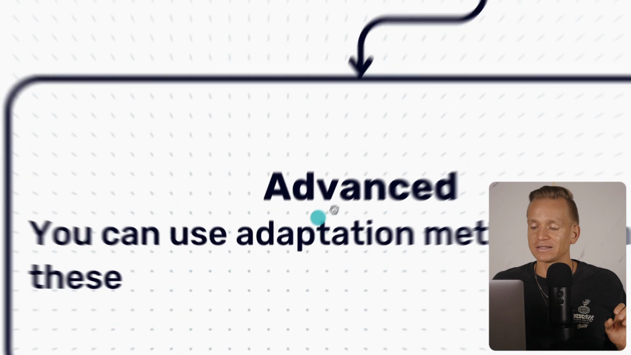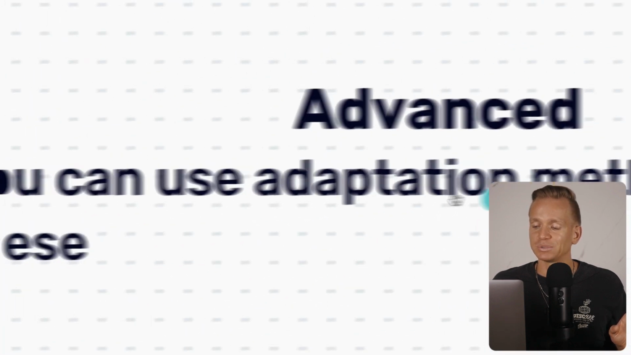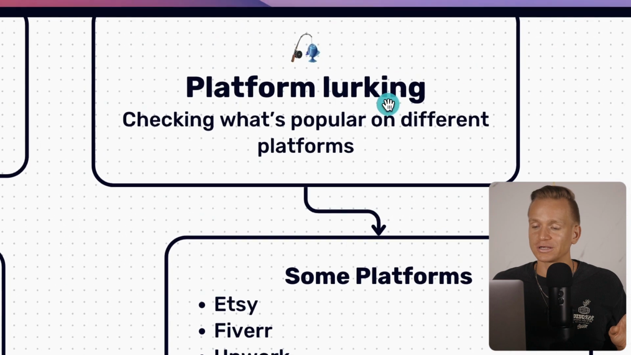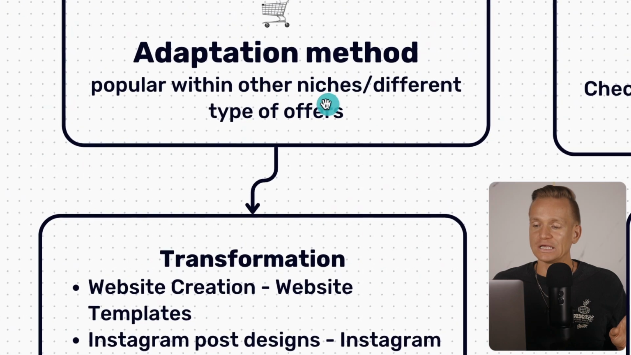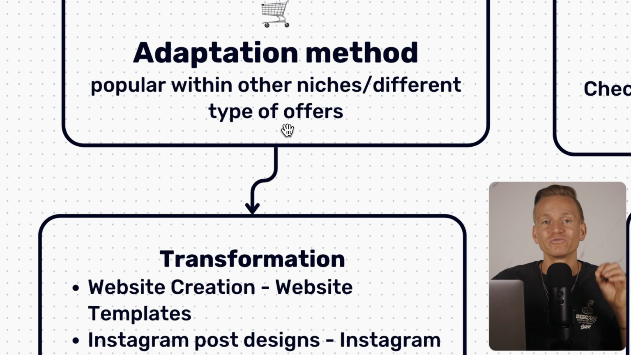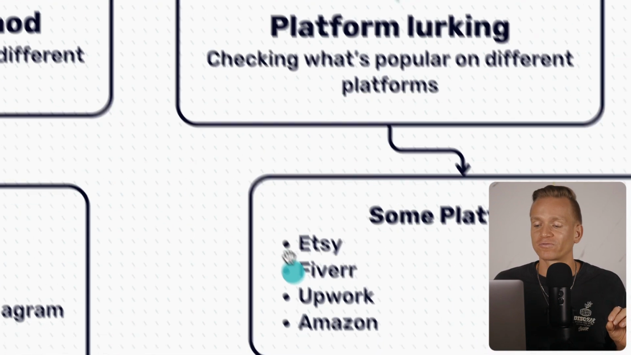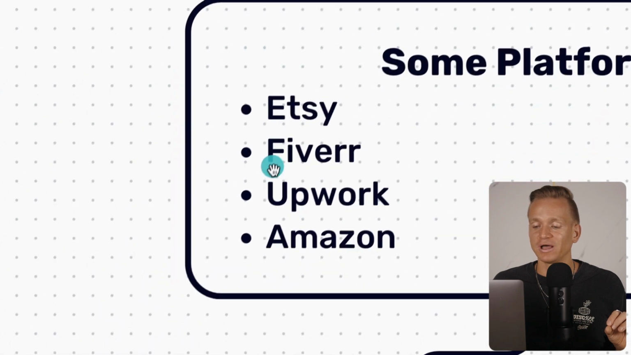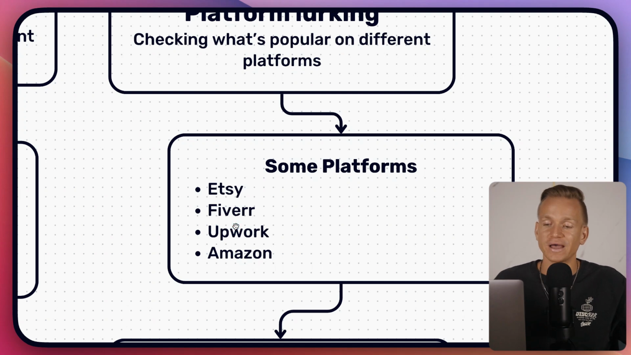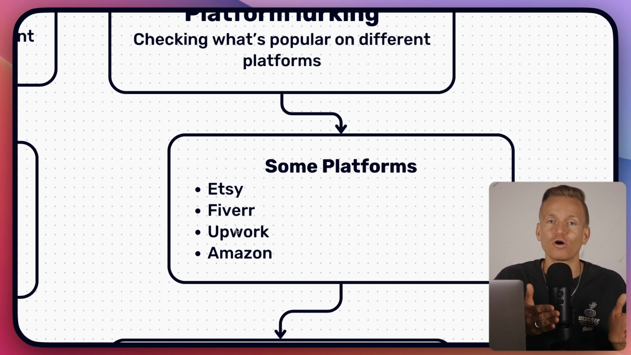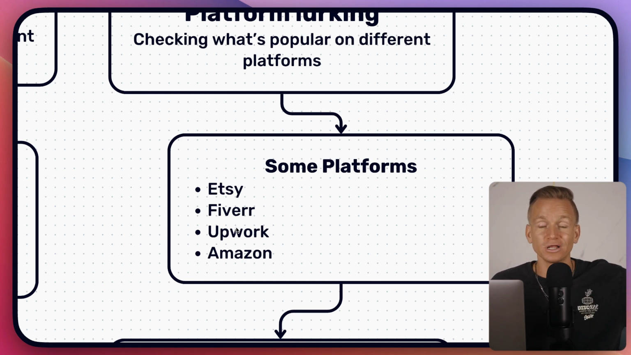And one little advanced tip here is that you can use the adaptation method with this platform lurking. So basically, what I was talking about is we are taking something from one niche or a different type of offer, and we are converting it to our type of offer. So if we go from, let's say, Fiverr, we find a certain service, we might create a digital product of that service. Or like Udemy, we can take a certain informational course and create, let's say, a Notion template that allows you to implement that certain thing that we saw is already proven to be very popular on Udemy, and so on and so forth.